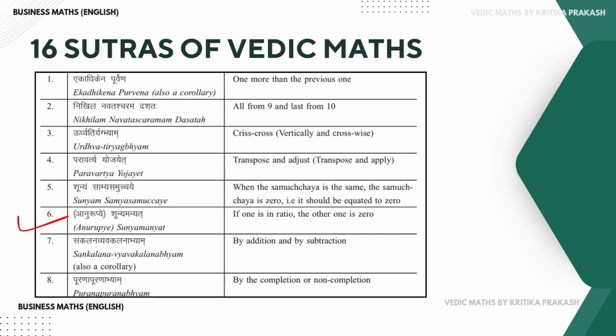Sixth sutra is representing if one is in ratio, the other is 0. Seventh one is by addition and by subtraction. And the eighth sutra is by completion or non-completion.